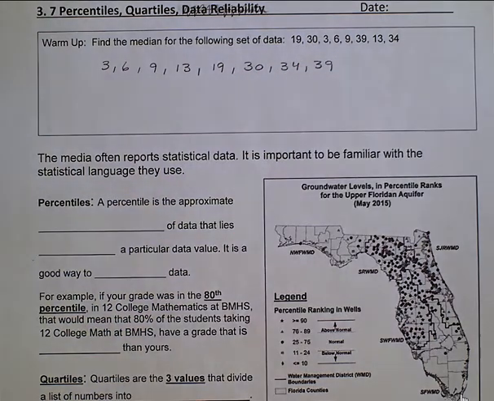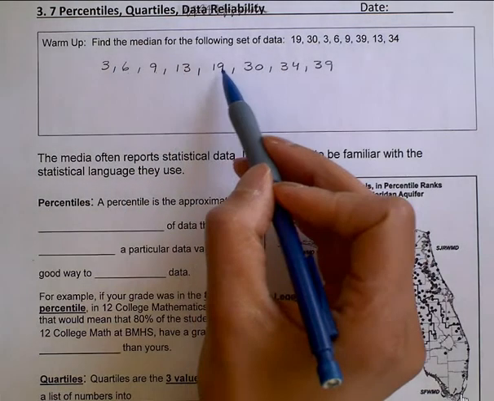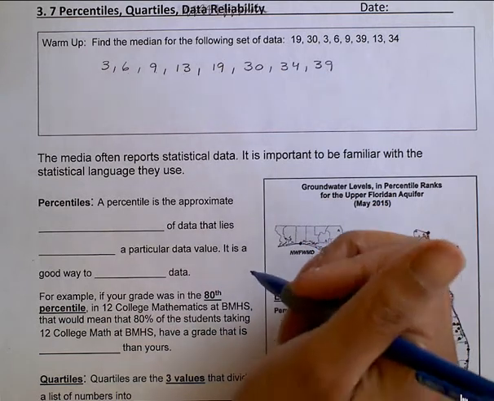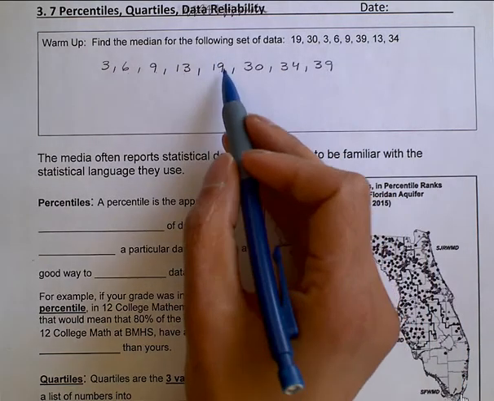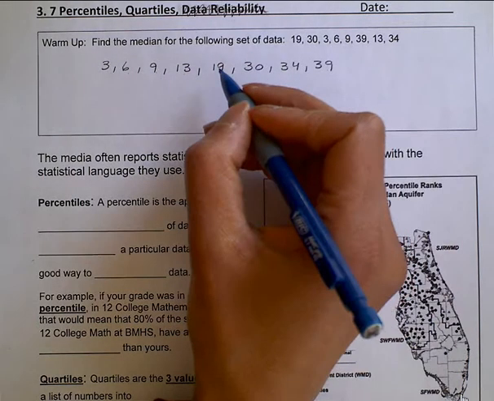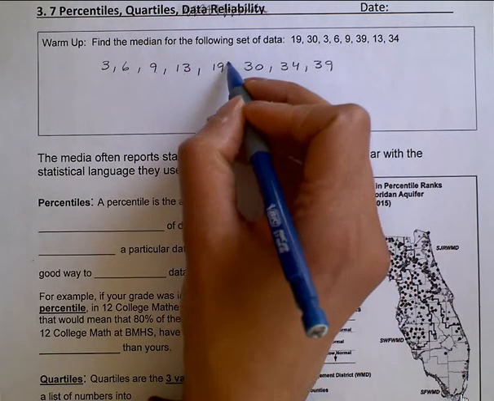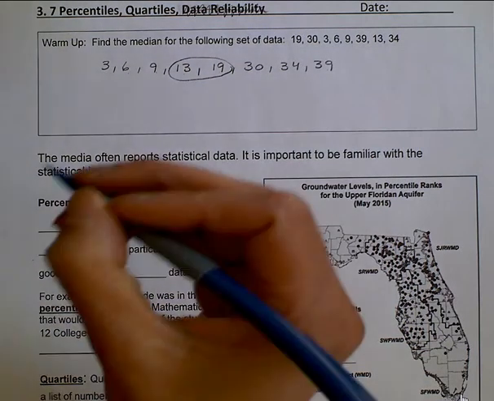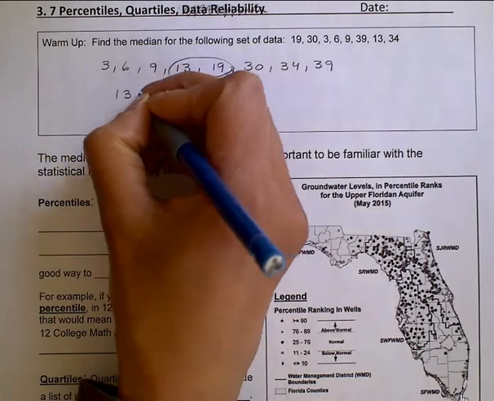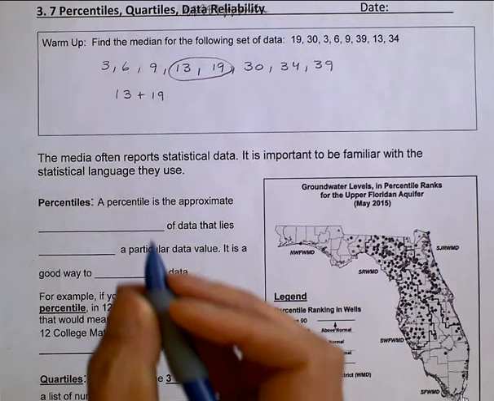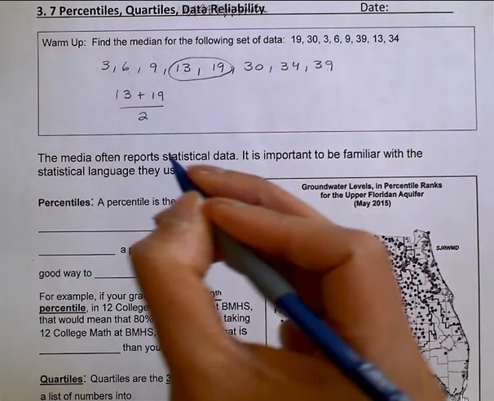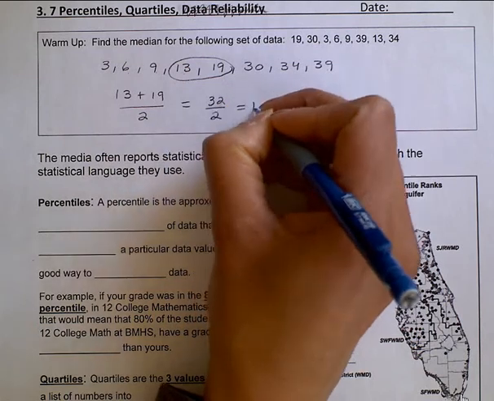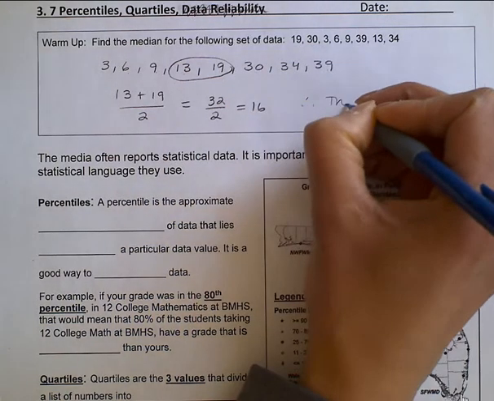So we can see here that we've got 1, 2, 3, 4, 5, 6, 7, 8 numbers. When we have an even number of numbers in the data set, there isn't one single middle number. So what we do in this case is there are two middle numbers. We're going to find the mean of those two middle numbers. So we're going to add the 13 and the 19 together, and then we will divide it by 2. So 13 plus 19 is 32. 32 divided by 2 is 16. So therefore the median is 16.